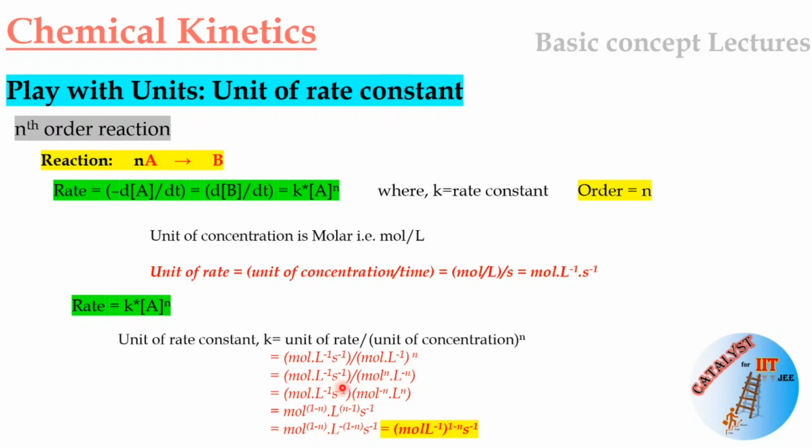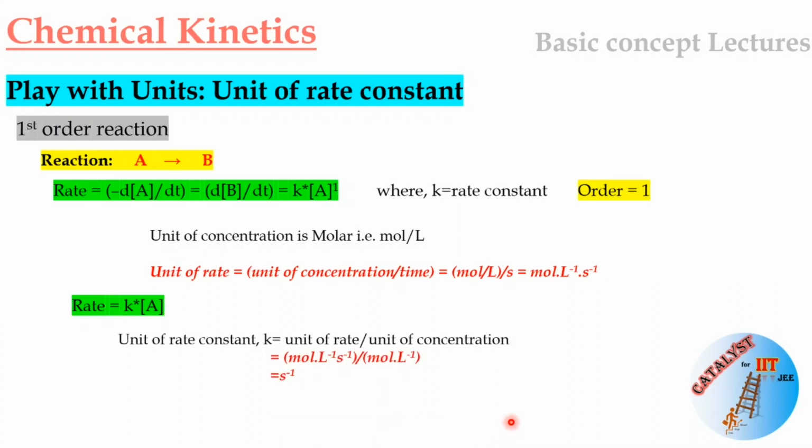Now if you calculate mole to the power n and liter to the power minus n, and then try to common out that mole, it becomes (mole liter inverse) whole to the power 1 minus n, second inverse. Now if you put n equal to 1, that is for first order reaction, it becomes (mole liter inverse) to the power 0. Now any value to the power 0 is 1, so you will get only second inverse, that we have seen in our last example for first order reaction.